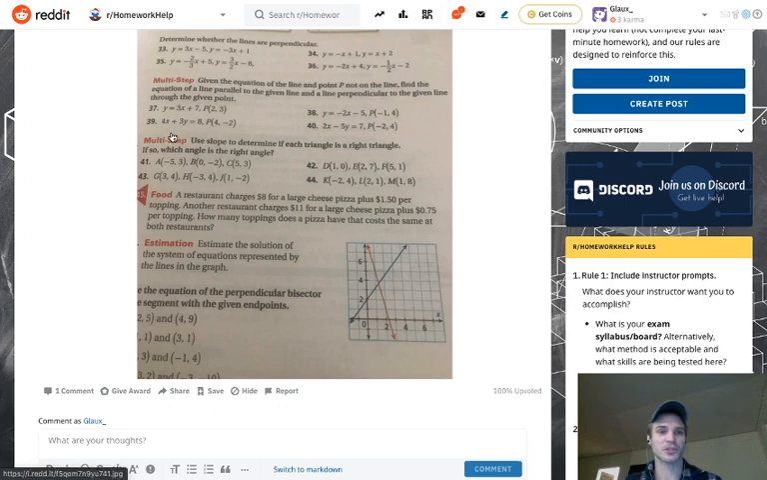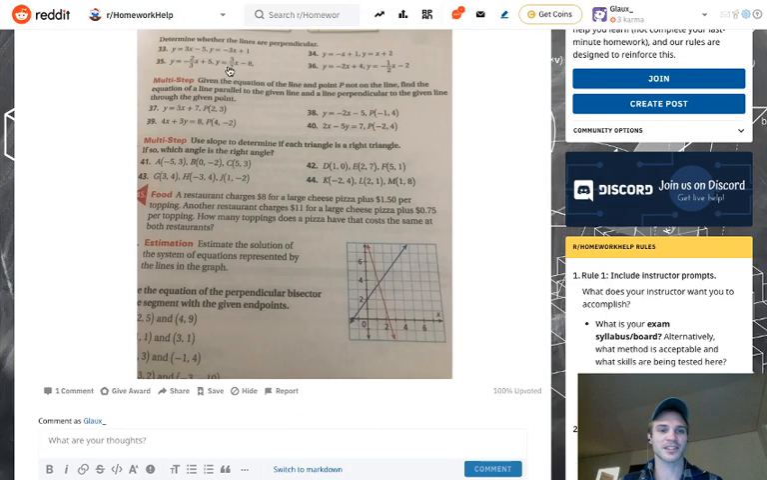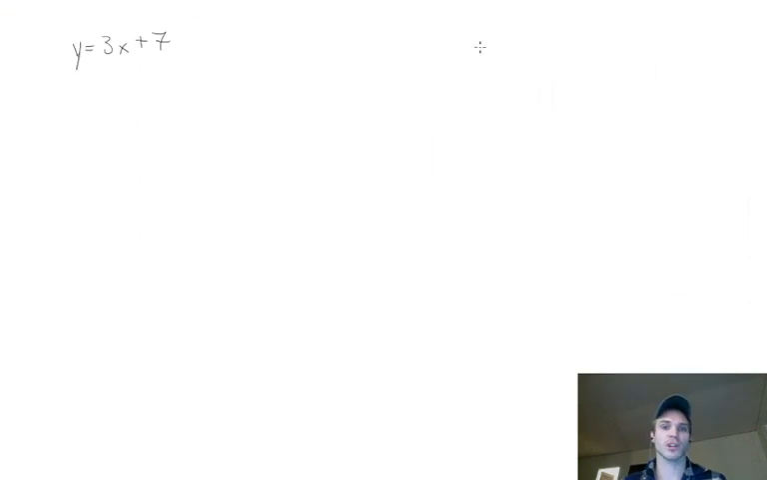Let's start with number 37. We got y equals 3x plus 7. Okay, that's the equation of a line. And we are to find a line parallel to that line and running through the point 2, 3, and a line perpendicular to that line, also running through the point 2, 3. So we need that point 2, 3.